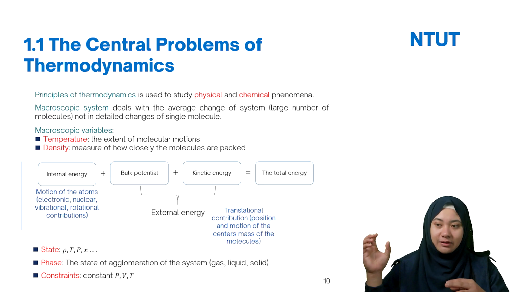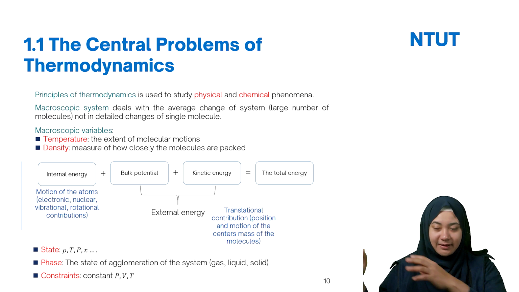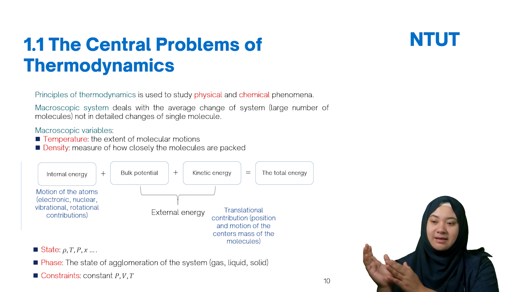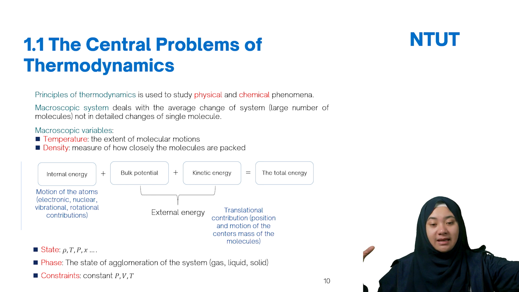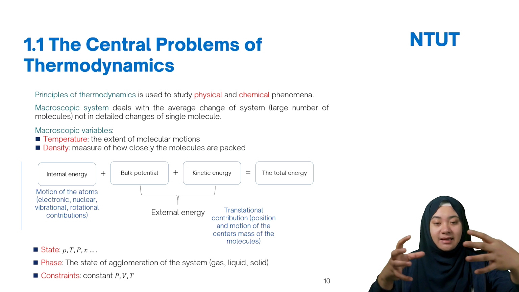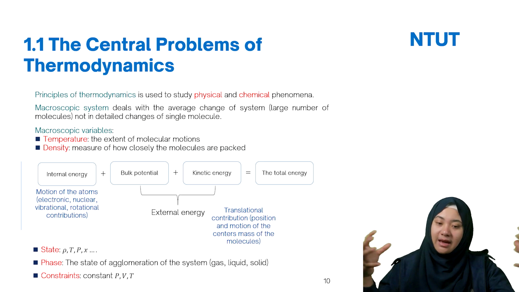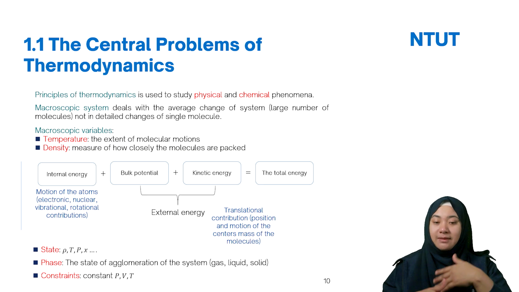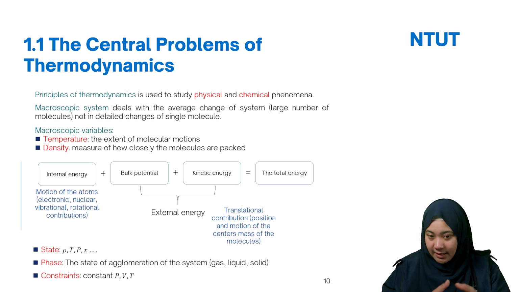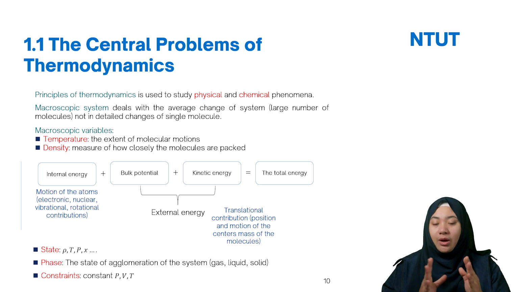I have the first velocity for the first molecule, maybe 2 meters per second, and the other is 1 meter per second. In the end, they will touch each other. So in this case, we can say this is the motion of molecules, because the molecules are moving. And all of these three energies, we call the total energy.